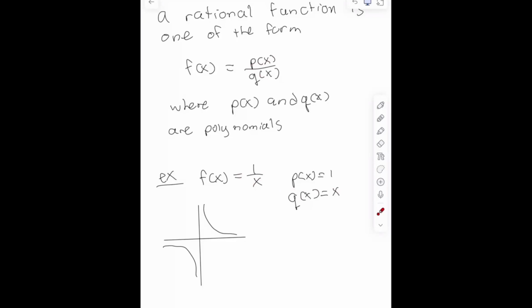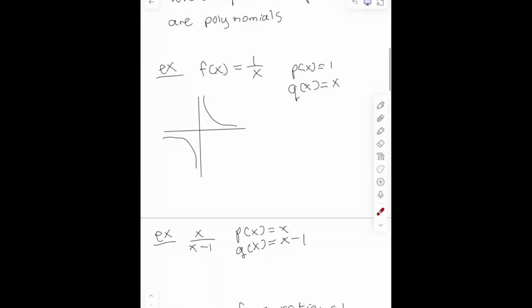And it's good to get used to what graphs of rational functions look like. This is the graph of f of x equals 1 over x. And it's these two branches right here. They have this vertical asymptote at x equals 0, and a horizontal asymptote at y equals 0.